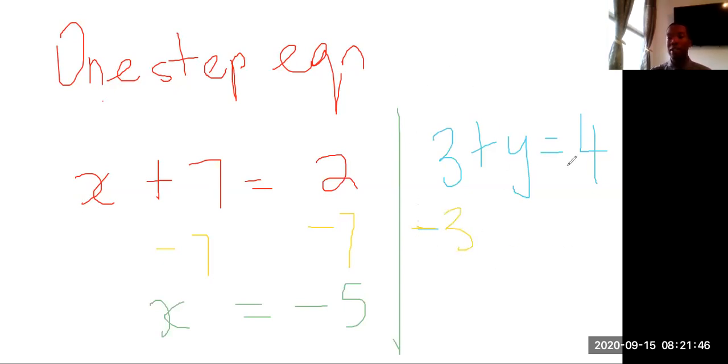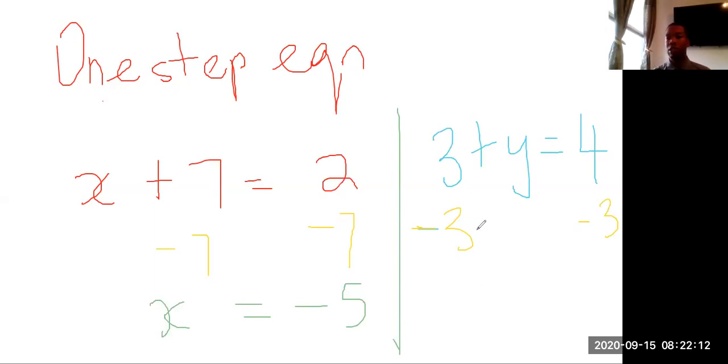Now, whatever I do on one side, I have to do it to the other side. Keep in mind, take notice that I didn't put my minus 3 underneath my y, because that's not the one I'm trying to get rid of. I'm trying to get rid of the 3, so I put it underneath the 3. And I put a minus because the 3 up top was positive. That's the additive inverse. You do the opposite. Remember we talked about the inverse yesterday? This is what it is.